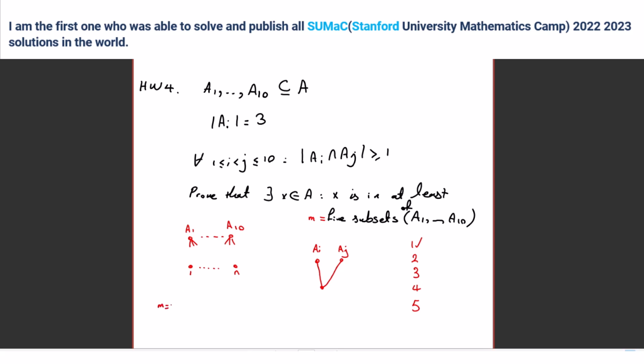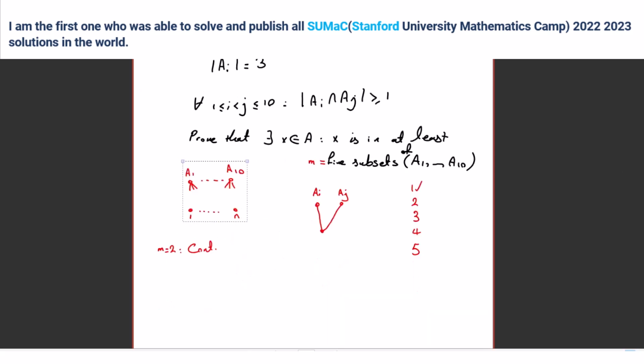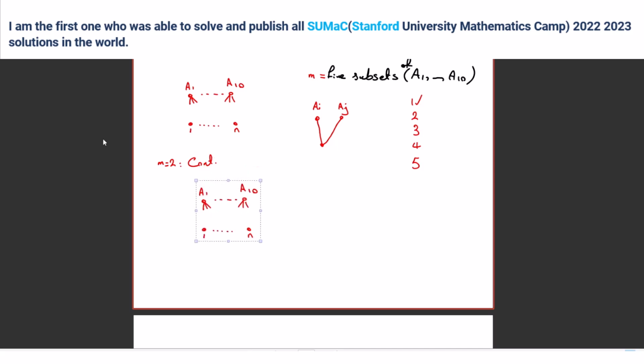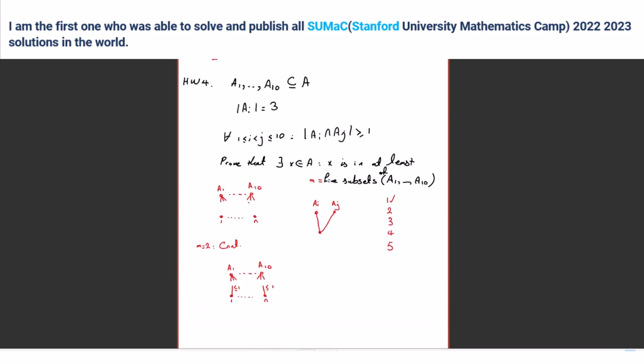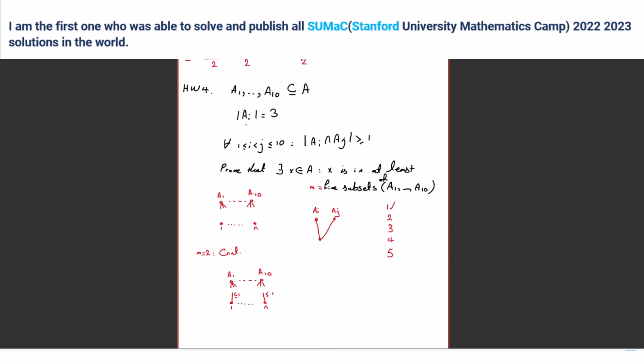If m is 2, we want to prove there exists x that is in at least 2 subsets, so we can use contradiction, right? So it means that each element is in what? 1 subset or 0 subsets. Yes, so here it is at most 1. Because we have 3, so this one would be 3, 3, 3. A_i intersect A_j is at least 1.